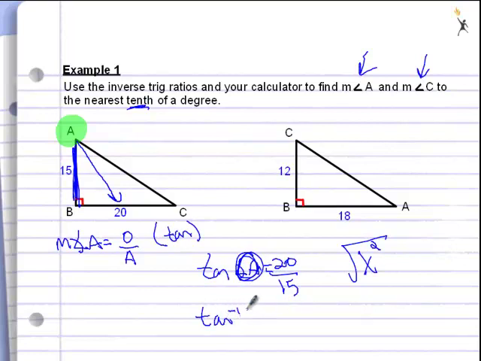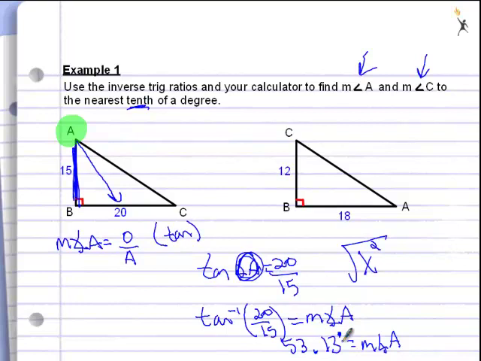Well, when we take the inverse tangent of our fraction, we get the measure of angle A. So if I punch in the second tan button, I see that on my graphing calculator comes up tan -1, and then it's using parentheses. It wants me to plug in 20 divided by 15. And when I hit enter, I get 53.13, and that's telling me that angle A is 53.13 degrees.